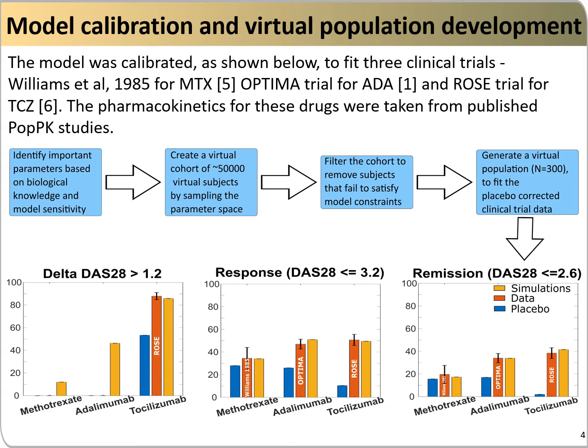To generate a virtual population, we perform the following steps. We begin by identifying important parameters based on model sensitivity and biological knowledge. The parameter space is then sampled to generate a virtual cohort with a large number of virtual subjects. Virtual subjects that do not satisfy the model constraints are removed from the virtual cohort, and the filtered cohort is used to create a virtual population that fits the trial data. As seen from the figure, the response of the virtual population, shown by yellow bars, falls within the 95% confidence interval for all three therapies, shown by the orange bars.